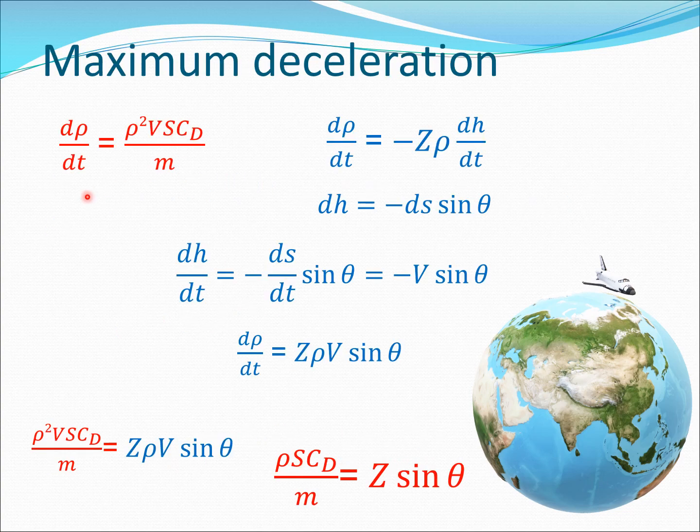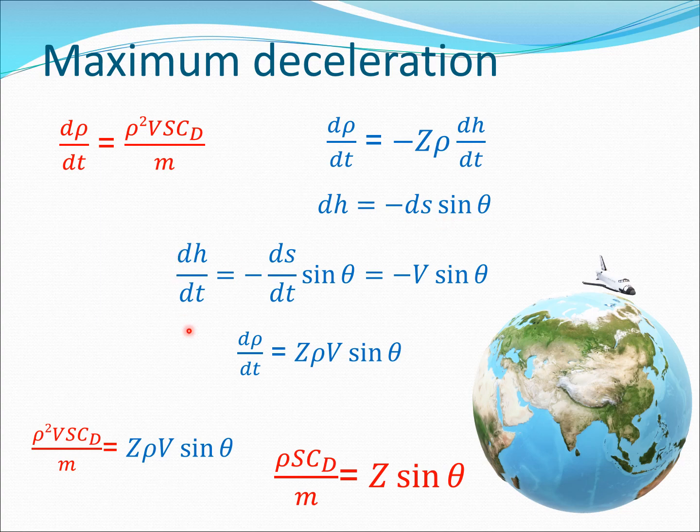So let us continue on our maximum deceleration journey. Now we have the expression for d rho by dt from a couple of slides before. We also have the expression for d rho by dt in terms of dh by dt from this. We also know from our previous lecture that dh is minus ds sine theta. So if you are not familiar, just go back and check this out. This is just coming from the geometry. S is the path variable along the path in which we are traveling.